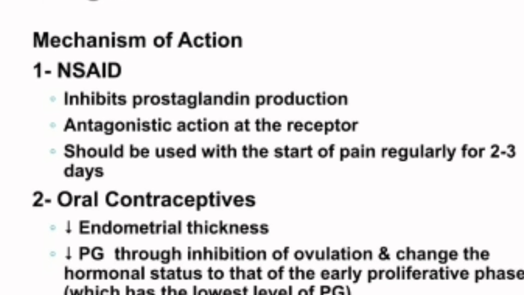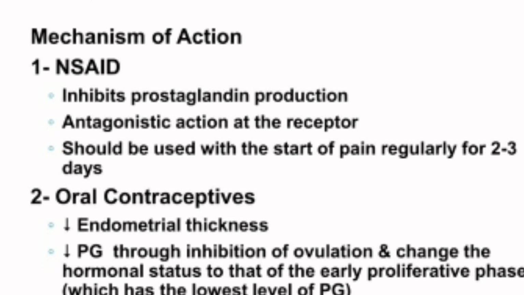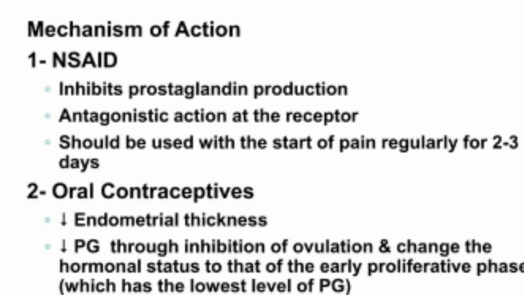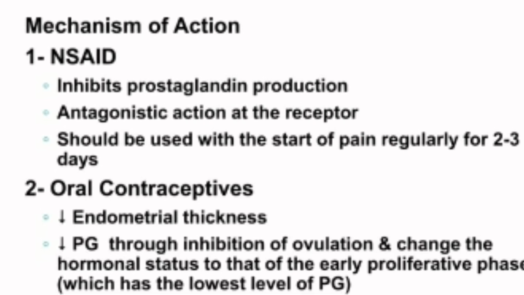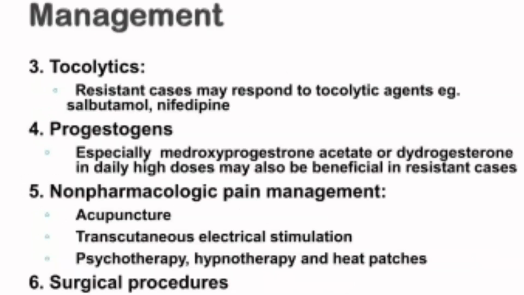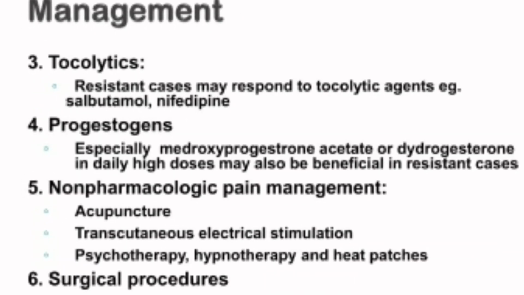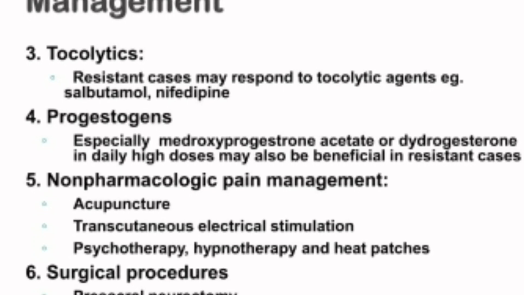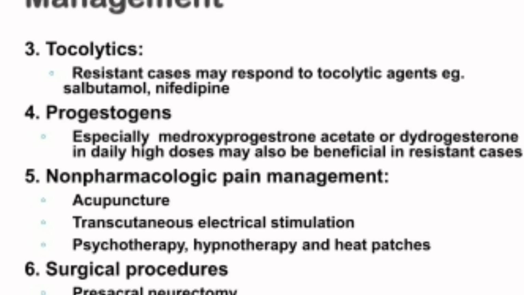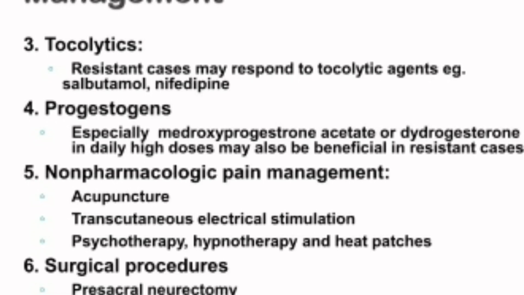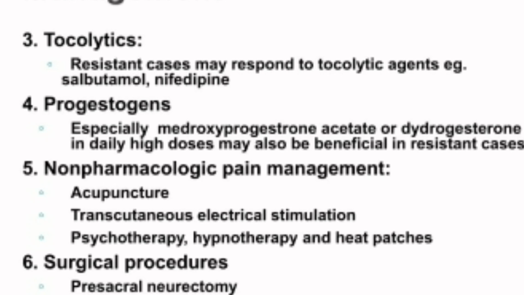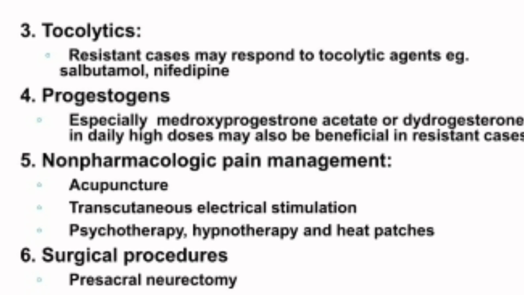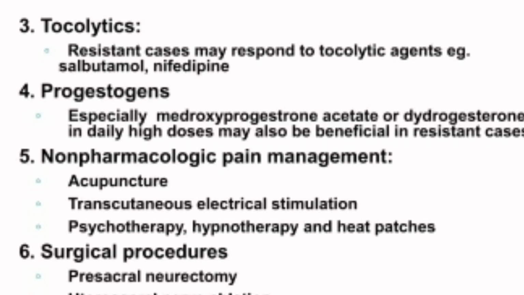Oral contraceptives decrease the endometrial thickness and decrease the prostaglandin through inhibition of ovulation and change the hormonal status to that of the early proliferative phase. Third one is tocolytics. Resistant cases may respond to tocolytic agents, for example, salbutamol and nifedipine. And progestogens, especially medroxyprogesterone acetate or dydrogesterone in daily high doses, may also be beneficial in resistant cases.